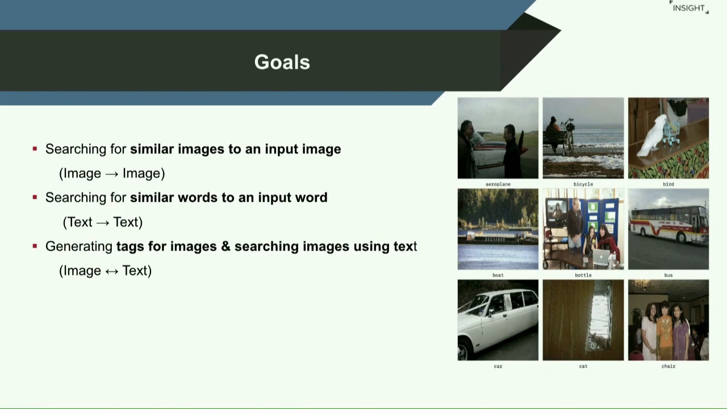So a question then that we're going to be doing is, how do we actually use deep learning representations to create a search engine? Our final goal is to have a search engine that can take in images and output either similar images or tags, and take in text and output similar words or images.